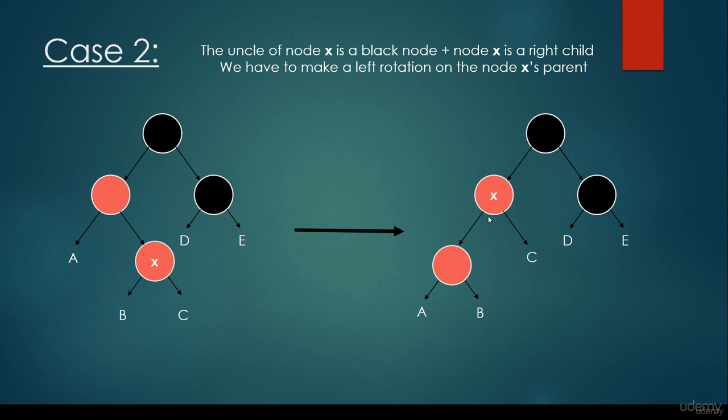And we end up with this situation. We have the node X after the rotation. It's going to be the parent of the parent basically. As you can see, the parent was this one before the rotation. And after the rotation, the parent is going to be the left child of the node X. So basically that's all about this problem. We just have to make a simple left rotation.